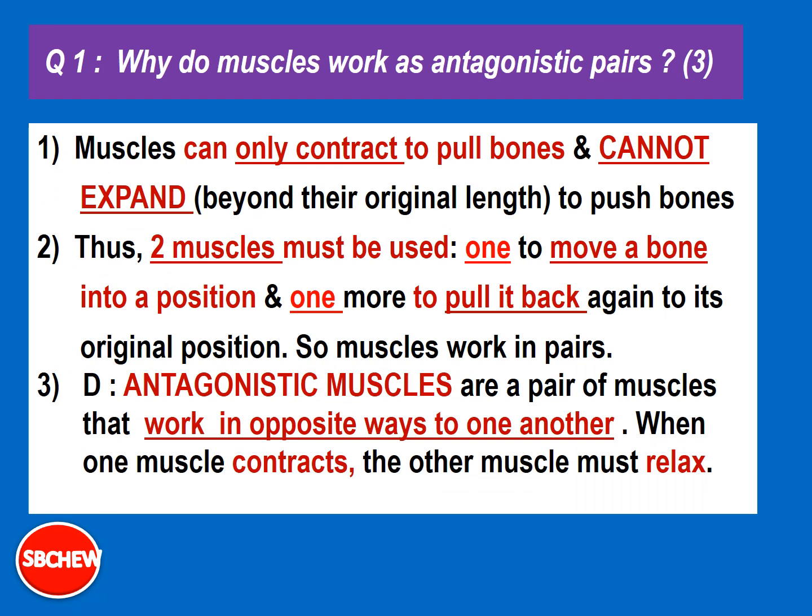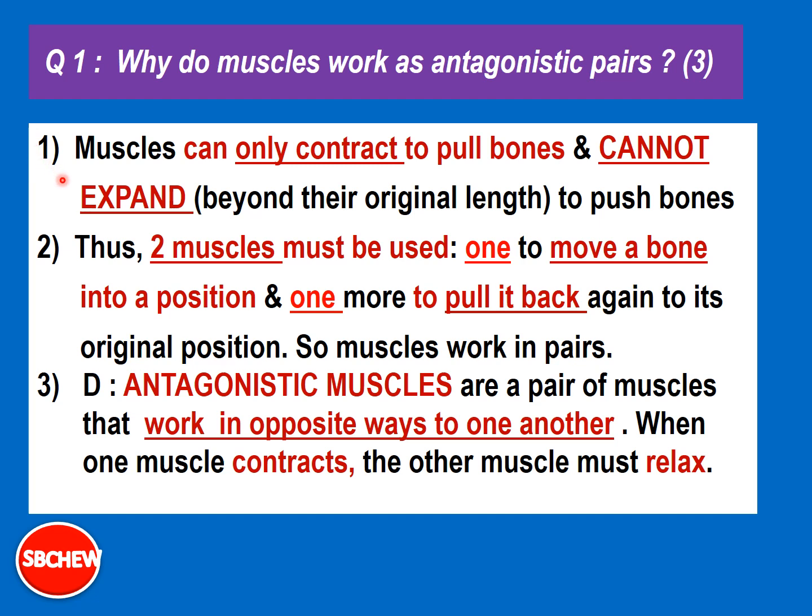A question that can be asked is, why do muscles work in pairs, called antagonistic muscle pairs? The reason is because muscles can only contract, they become shorter to pull the bones, but they cannot expand. They just go back to their original length and they cannot expand beyond the original length to push the bones.